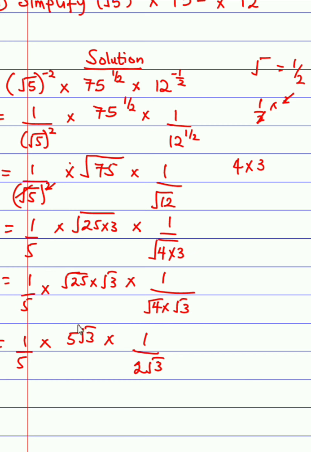Now understand that all these are multiplying. So this 5 can cancel this one out. In the same way, this root 3 can cancel this one out. Once this 5 cancels this one, we have 1 over here. So we have 1 over 1 multiplying 1 multiplying 1 over 2. 1 times 1 times 1 gives us 1. 1 times 2 gives us 2. So our answer to this question is 1 over 2.